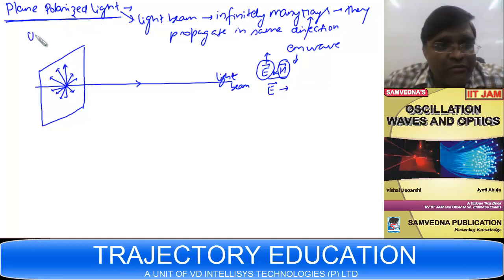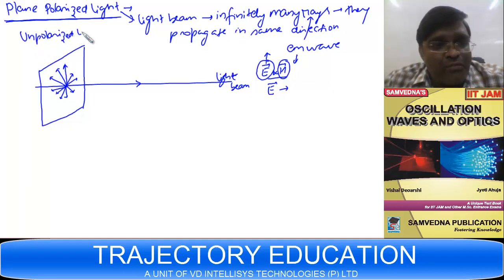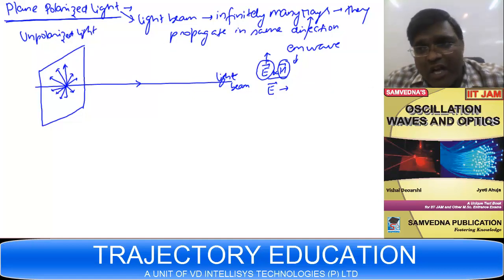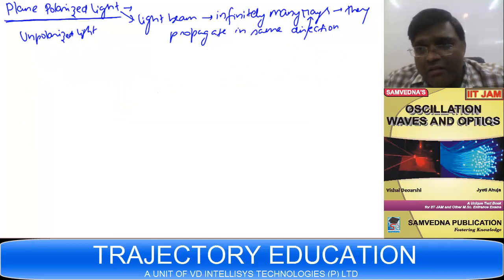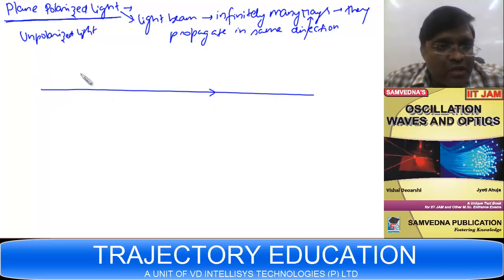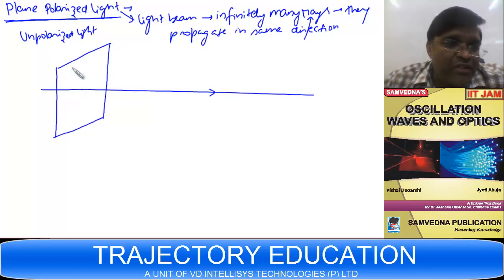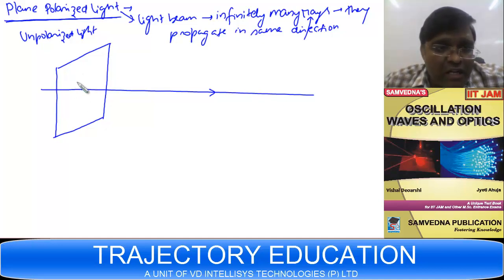Before that, I'd like to define what is unpolarized light. See, in the case of unpolarized light, if this is the direction of propagation, let's consider a plane which is perpendicular to the direction of propagation. Now, I told you the field vector can lie in any direction which is perpendicular to the direction of propagation.